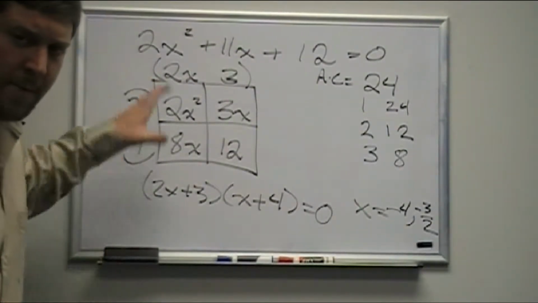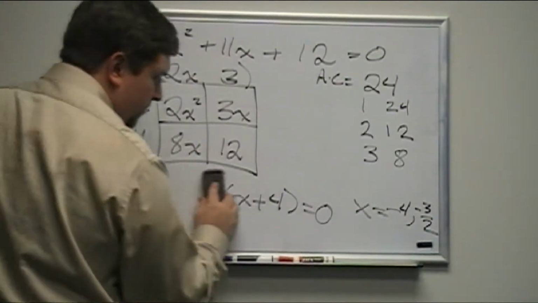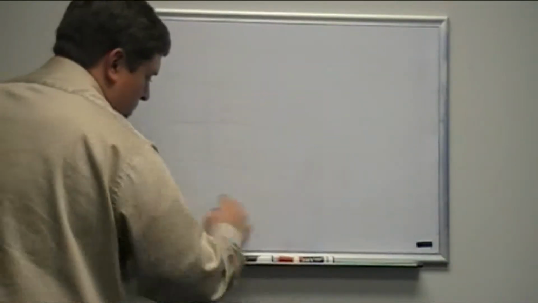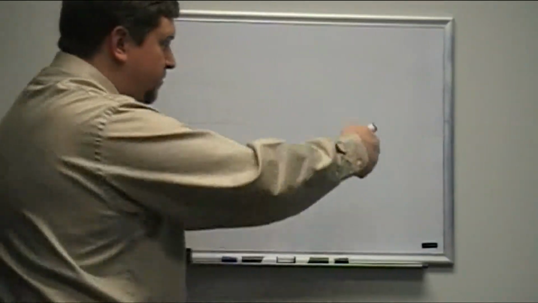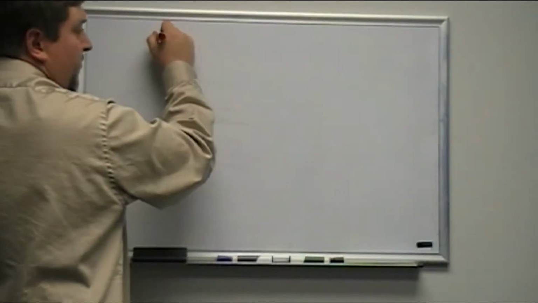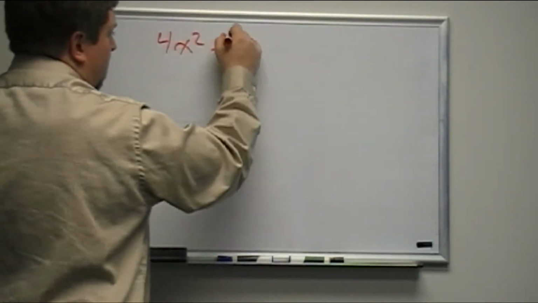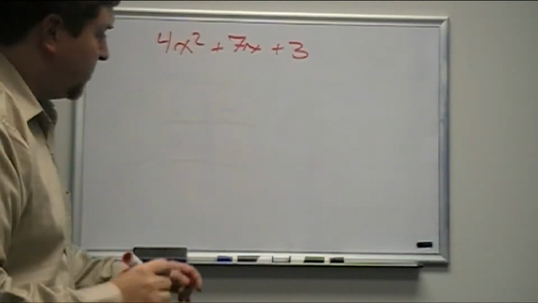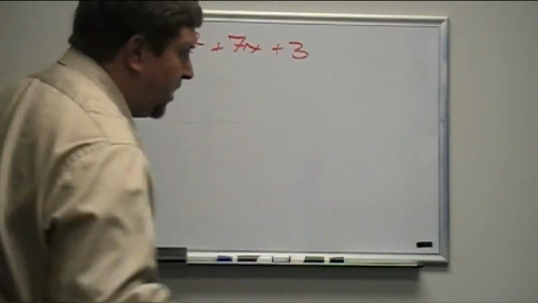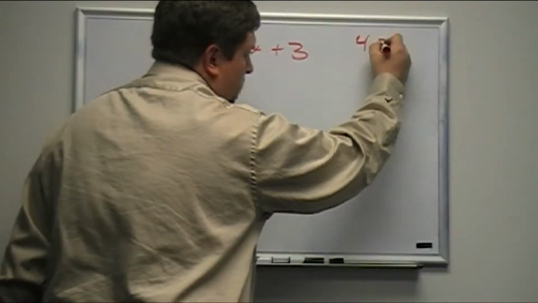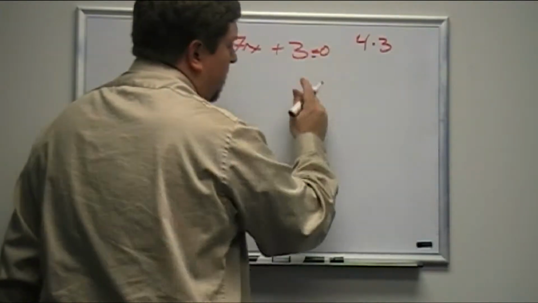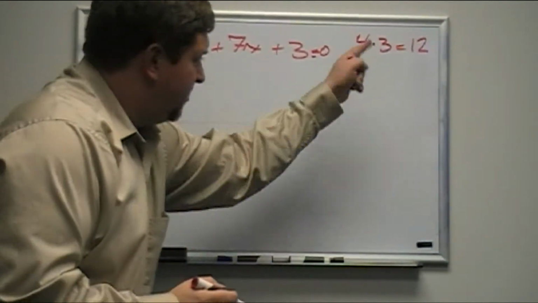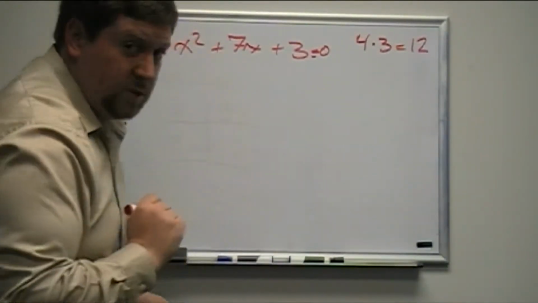Alright, let's do a couple more like this. Four x squared plus 7x plus 3. Okay, so step 1 again, multiply our 4 and 3. Equal to 0, sorry. 4 times 3 is 12. Now, let's look at our factors of 12 that combine to 7.